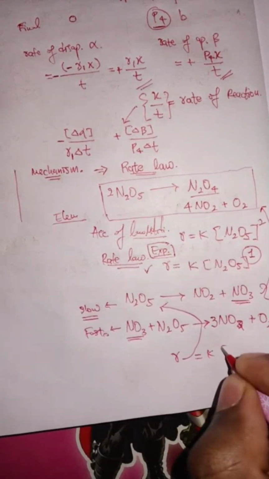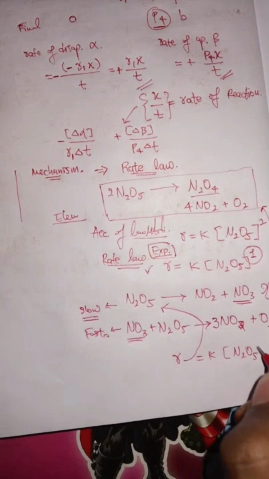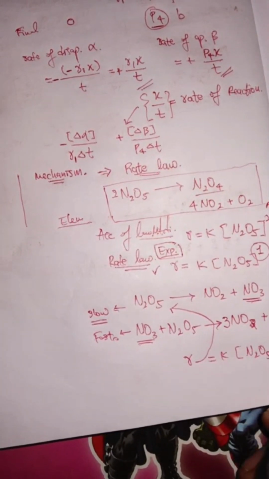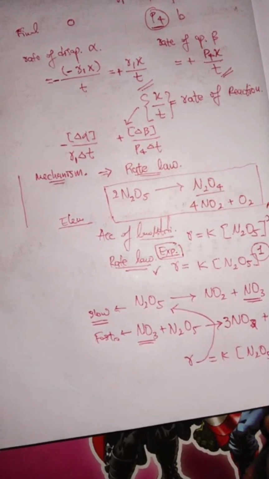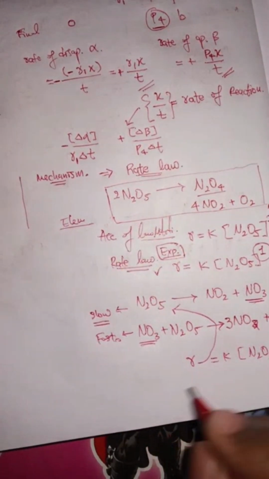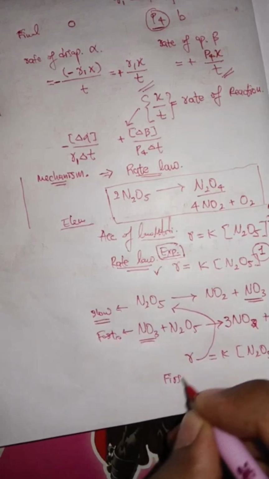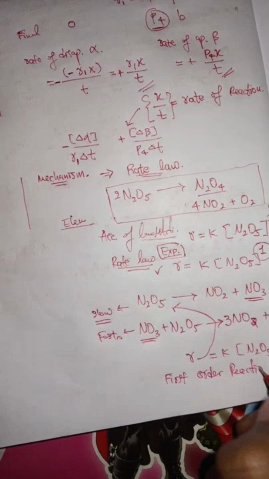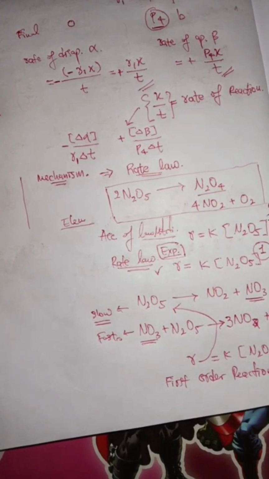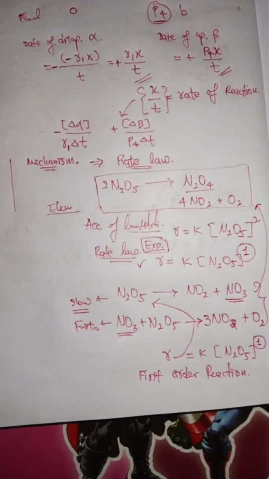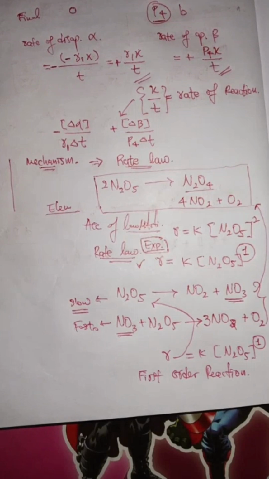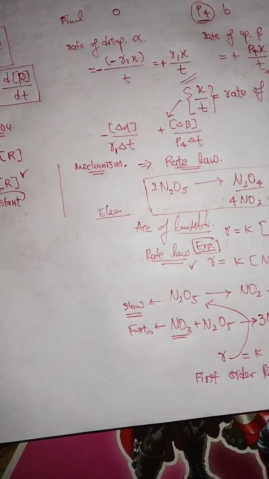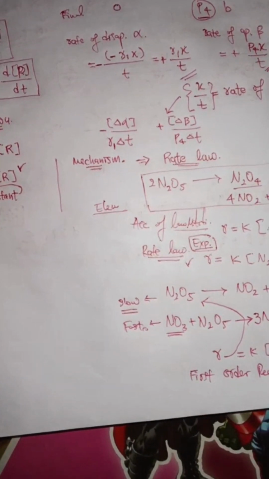In this regard, this is the formula for the rate that we get, and here the power of N2O5 is 1. This is why we call it a first order reaction. There are four orders of reaction: zero order, first order, second order, and third order reactions. And by the mechanism we could get first order, second order, or third order reactions.